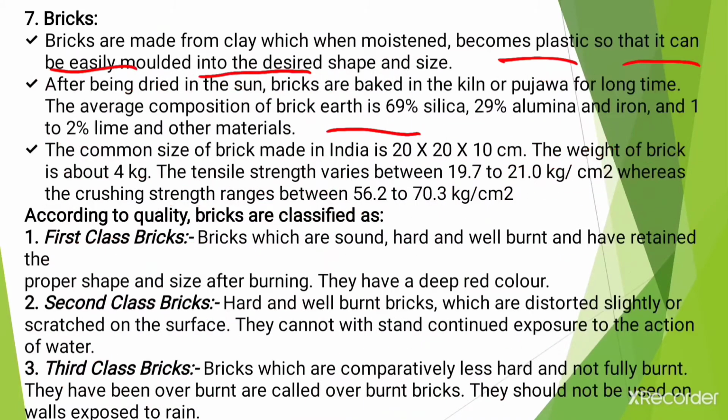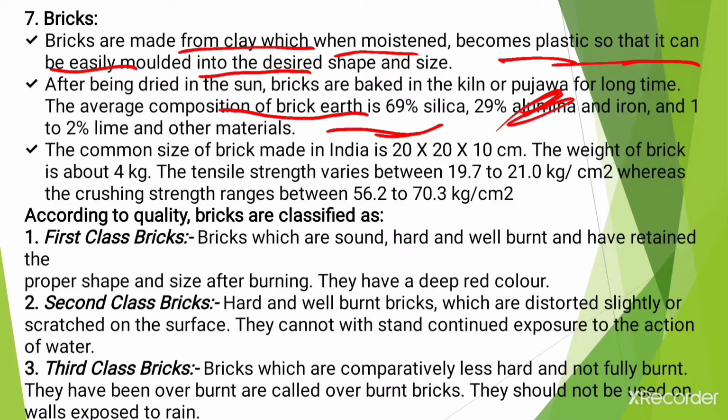Now the next material is bricks. Bricks are made from clay, which when moistened becomes plastic, so that it can be easily molded into the desired shape and size. After being dried in the sun, bricks are baked in a kiln or furnace for a long time. The average composition of brick earth is 69% silica, 29% sand and iron, and 1 to 2% lime and other materials.